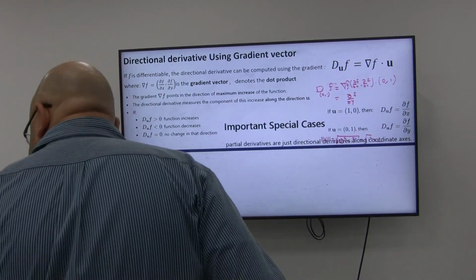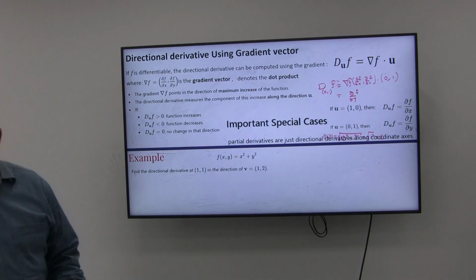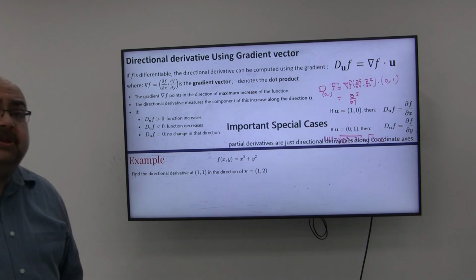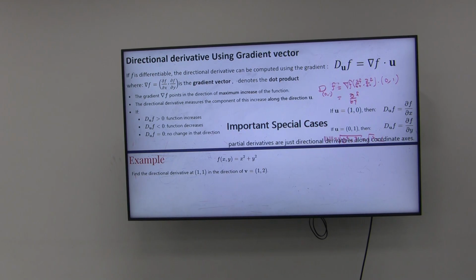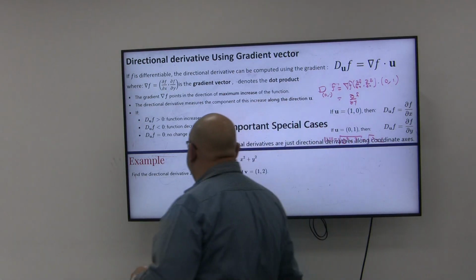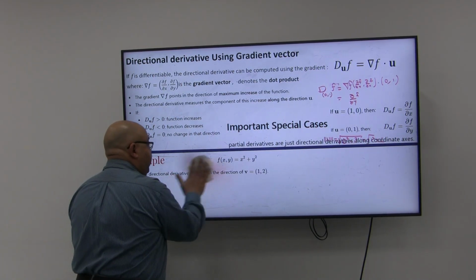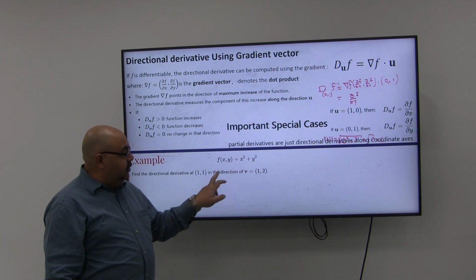Once more, an example on the steps that I told you about. I need to solve this problem. The one who's going to solve this problem with me is Mr. Omar. Omar, wake up. Let's try to solve this problem together. Okay, read. Find the directional derivative of f at (1, 1) in the direction of v.